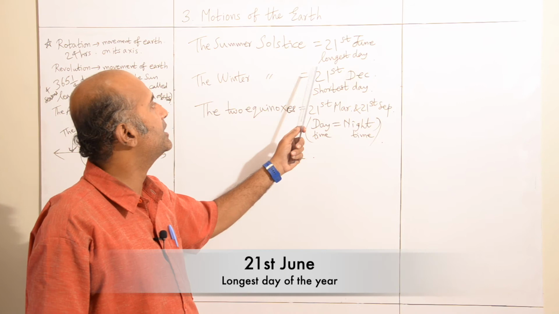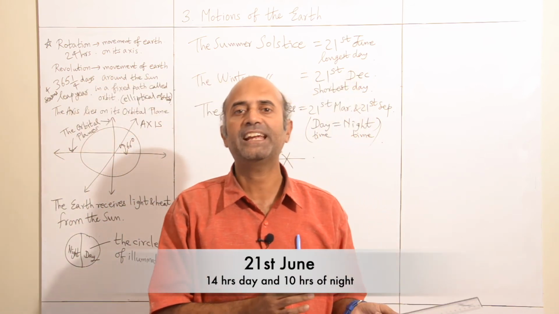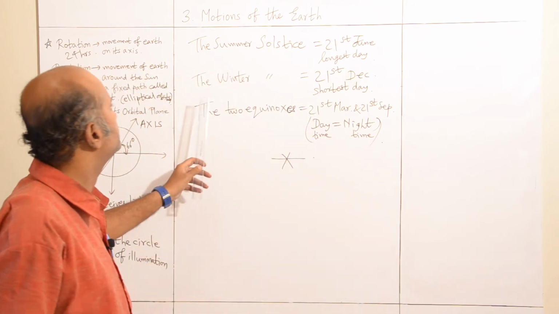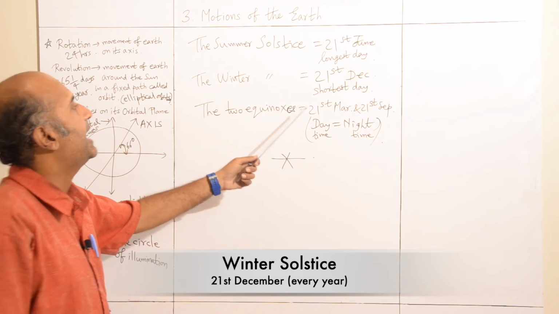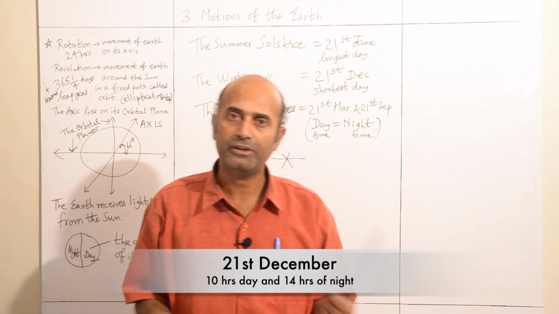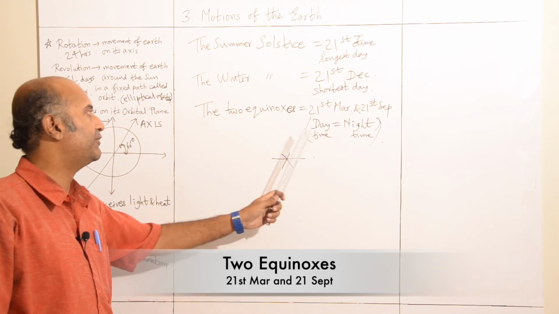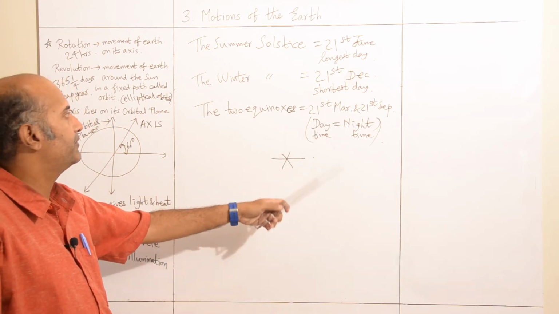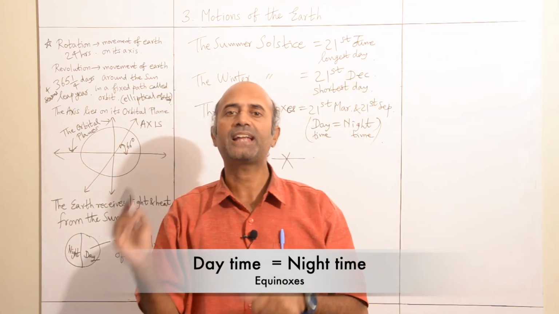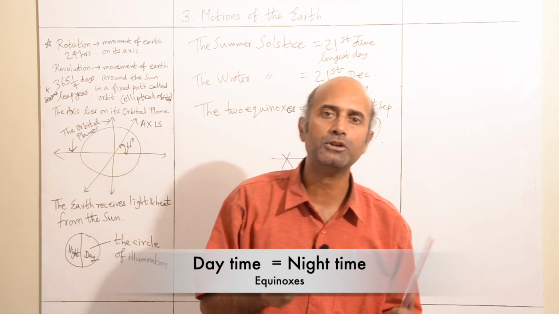That's why 21st June is the longest day of the year, because it has approximately 14 hours of daytime and 10 hours of nighttime. Similarly, the winter solstice falls on 21st December and is known as the shortest day of the year. It has 10 hours of daytime and 14 hours of nighttime. And then there are two equinoxes which occur on 21st March and 21st September. During these 2 days, the daytime is exactly equal to the nighttime. So we have 12 hours day, 12 hours night.